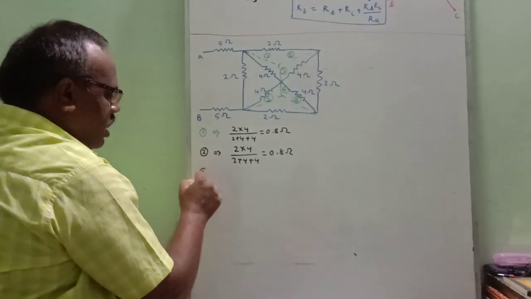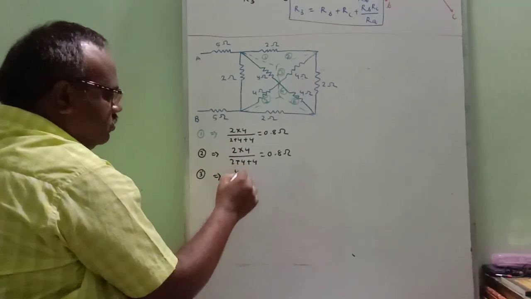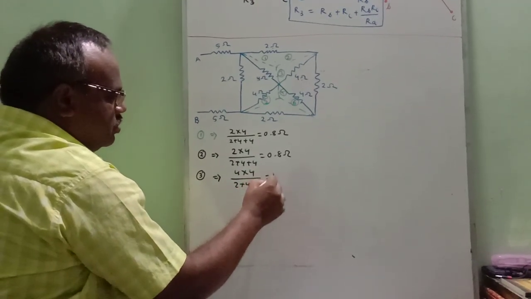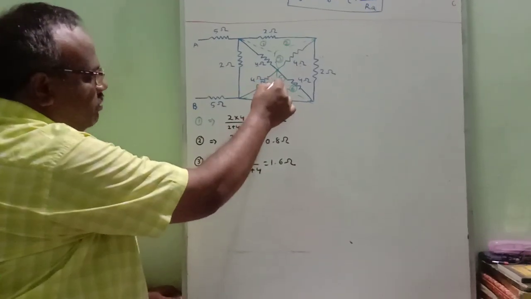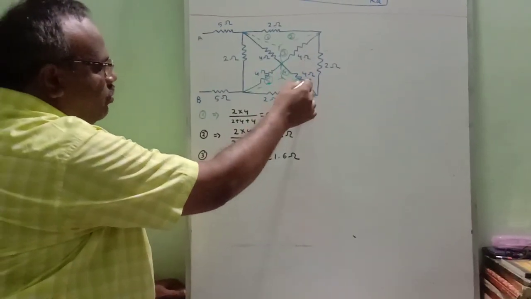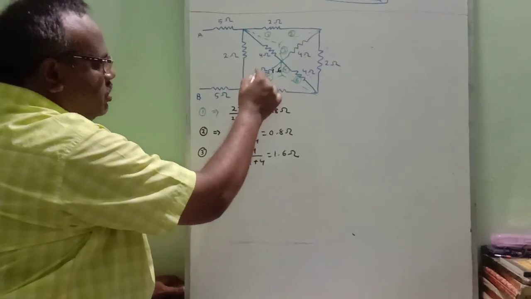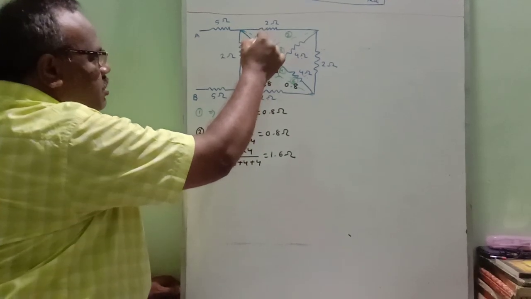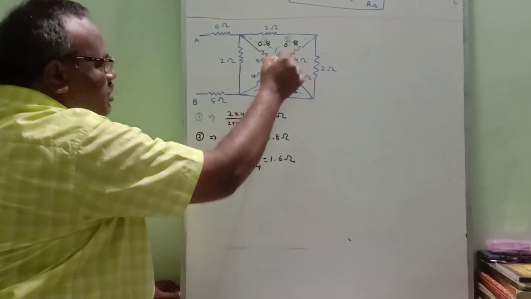If you see the third arm, it is 4 into 4 divided by 2 plus 4 plus 4, so it is 1.6 ohm. If you see the fifth arm, again you do 4 into 4 divided by 4 plus 2 plus 4, so it is 1.6. This will be 4 into 2, so it is 0.8. This will become 0.8. This will become 0.8. This will become 0.8. This is 1.6.